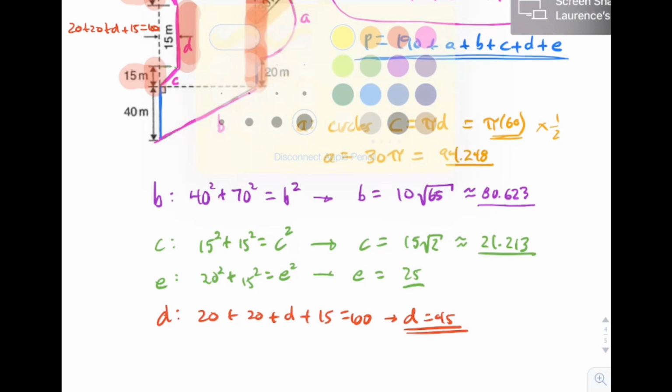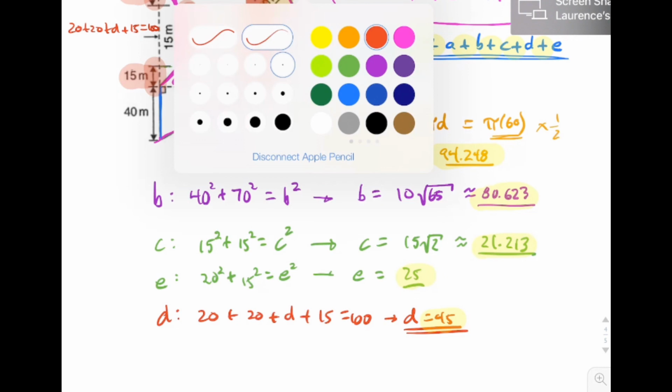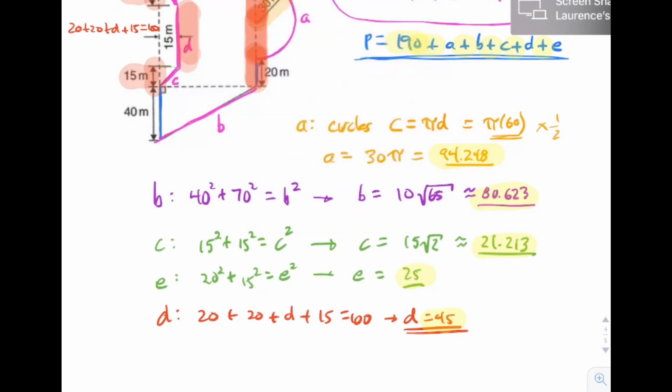So now you take your 190 plus A plus B plus C plus D plus E, and you work those all out, and I got a perimeter of just about 456.08, using 5 sig figs, and that would be in meters. And that would be the answer. So maybe I'll just call it out like this. That would be the answer.